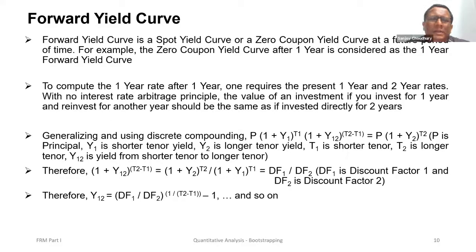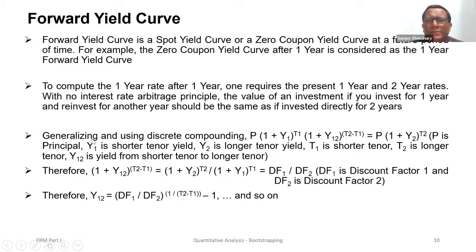We'll see in a subsequent video how to price and value interest rate swaps. So for example, to compute the 1-year rate after 1 year, one requires the present 1-year and 2-year rates. And with the no interest rate arbitrage principle, the value of an investment, if you invest for 1 year and reinvest for another year, should be the same as if invested directly for the 2 years.